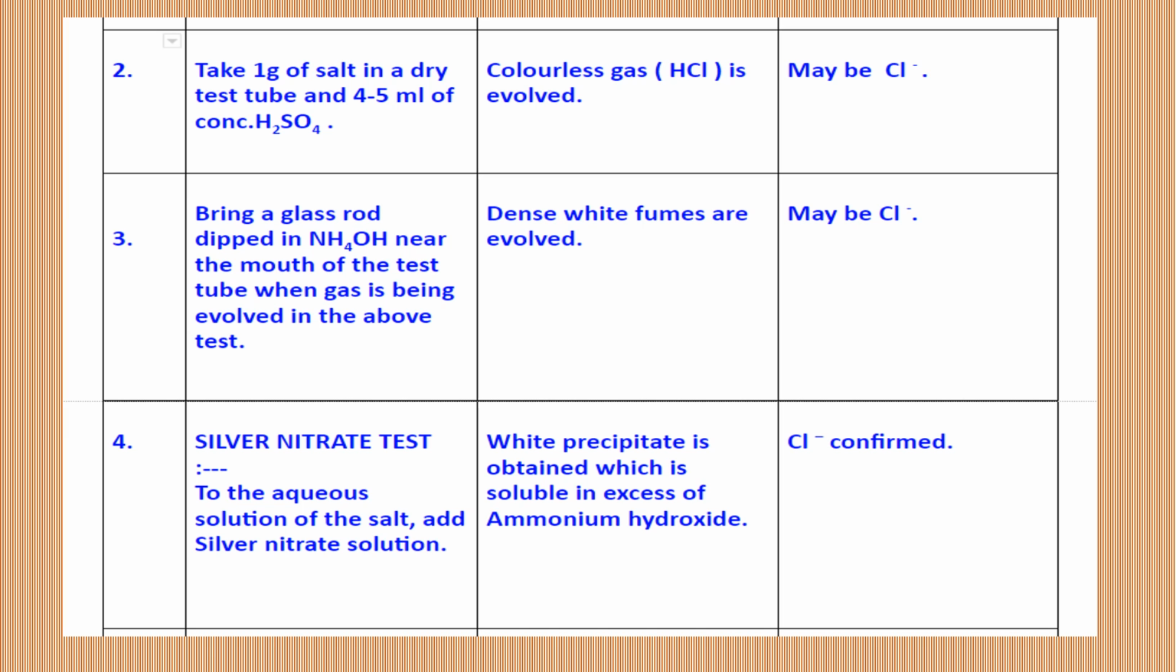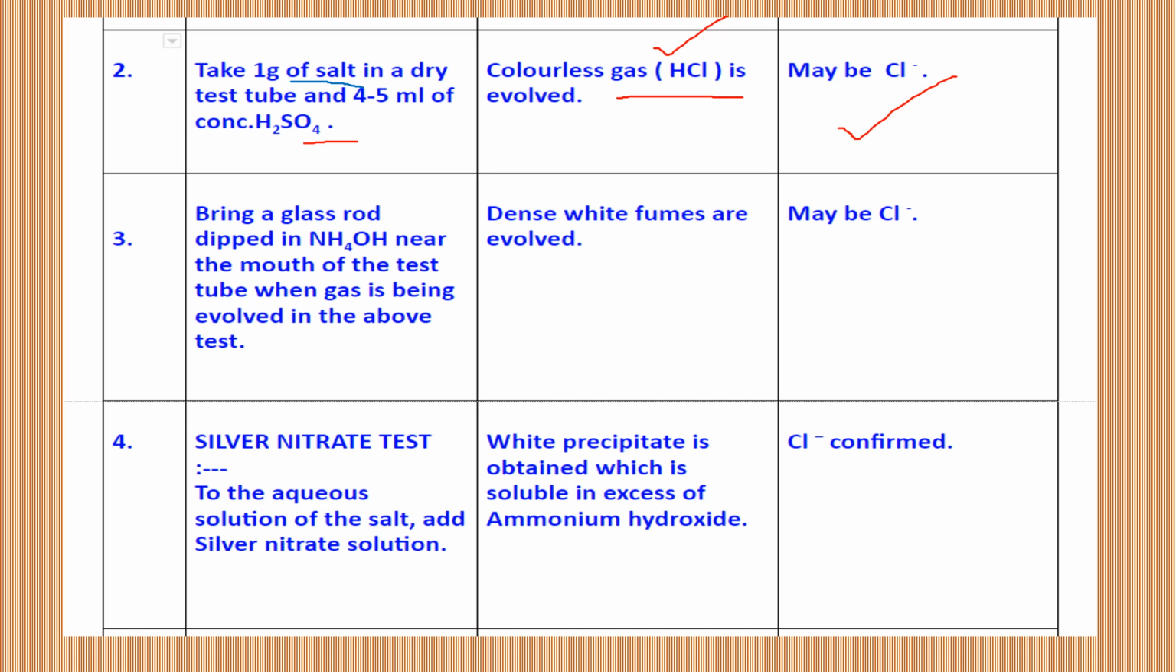You have to take a small quantity of the dry salt in a clean and dry test tube and add a few ml of concentrated sulfuric acid to it. You will see bubbles in the test tube, which shows that some colorless gas is coming out, because the HCl gas is not colored, but the bubbles confirm that some reaction has taken place and the gas is coming out of the liquid. So it may be chloride ion.